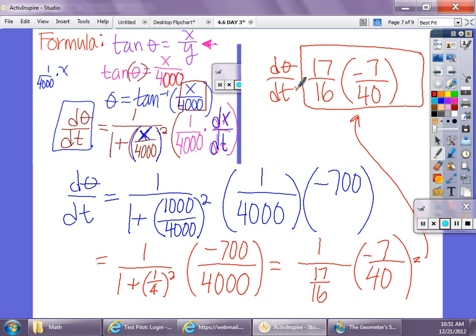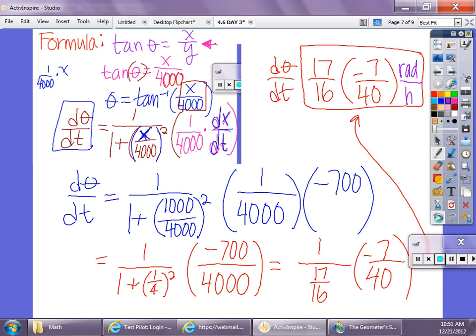Most people ask the question of how it got measured. Your thetas are always in radians. Even if the unit never shows up, thetas are in radians. And then the time was in seconds. The speed of the plane was given as 700 feet per second. So then, seconds. Multiply them out.